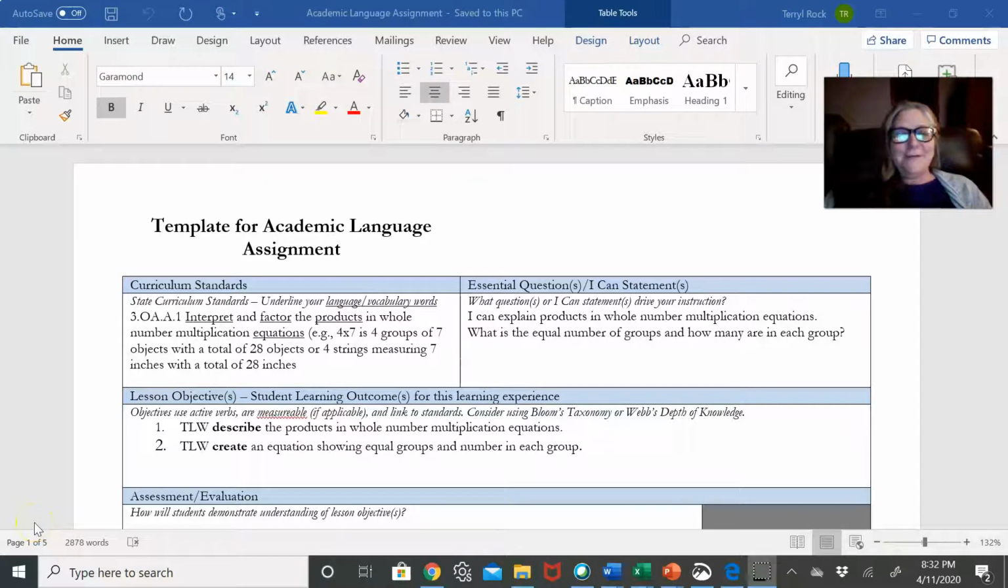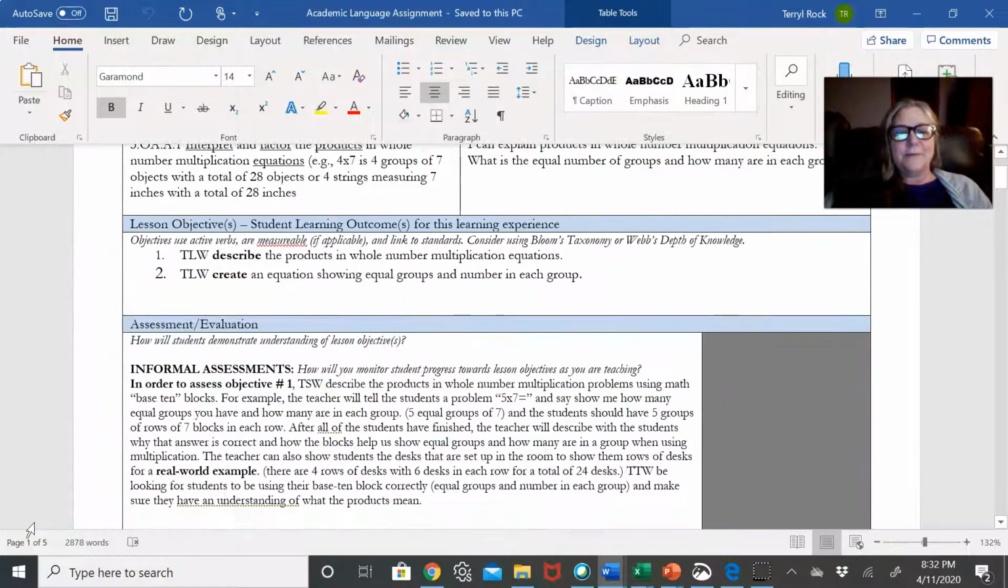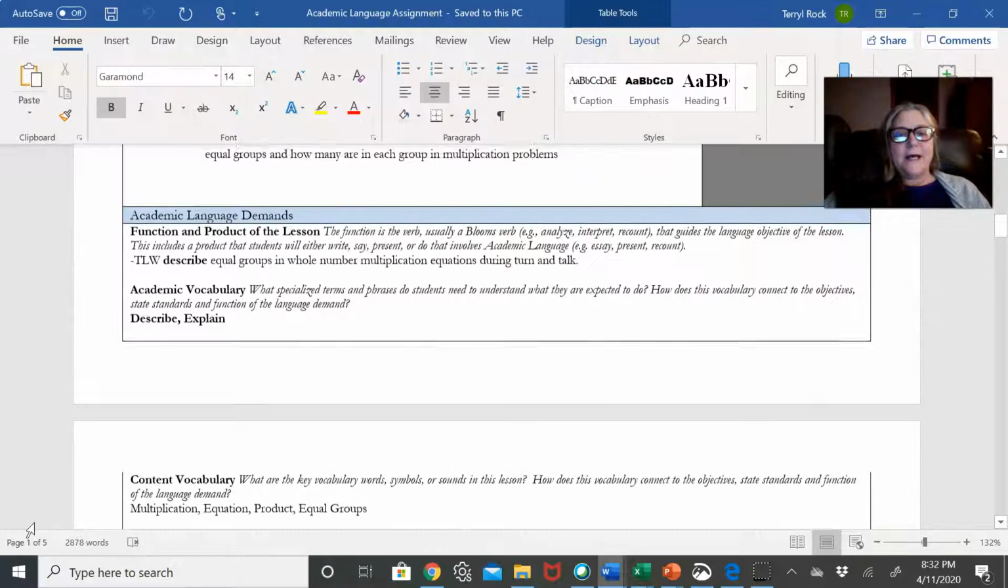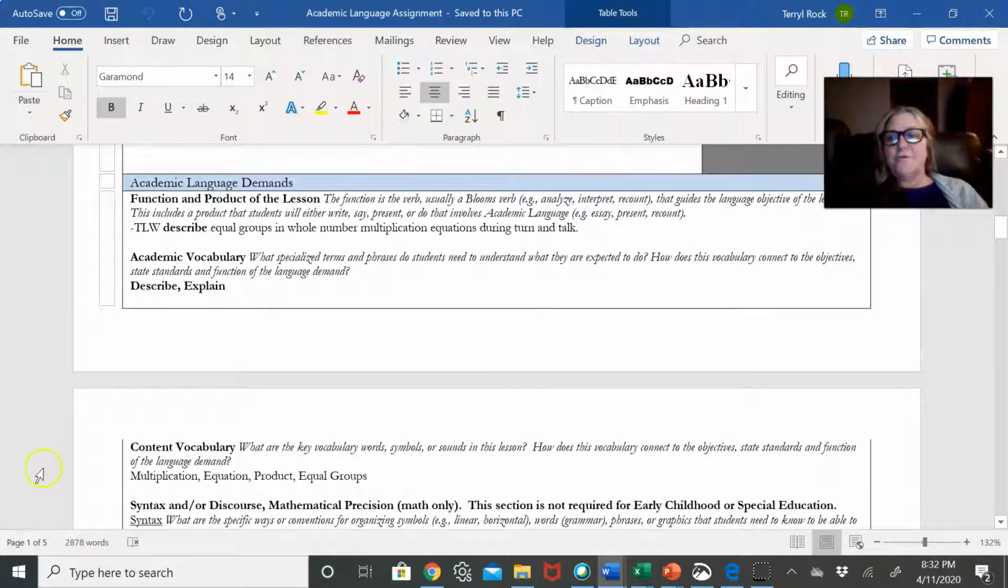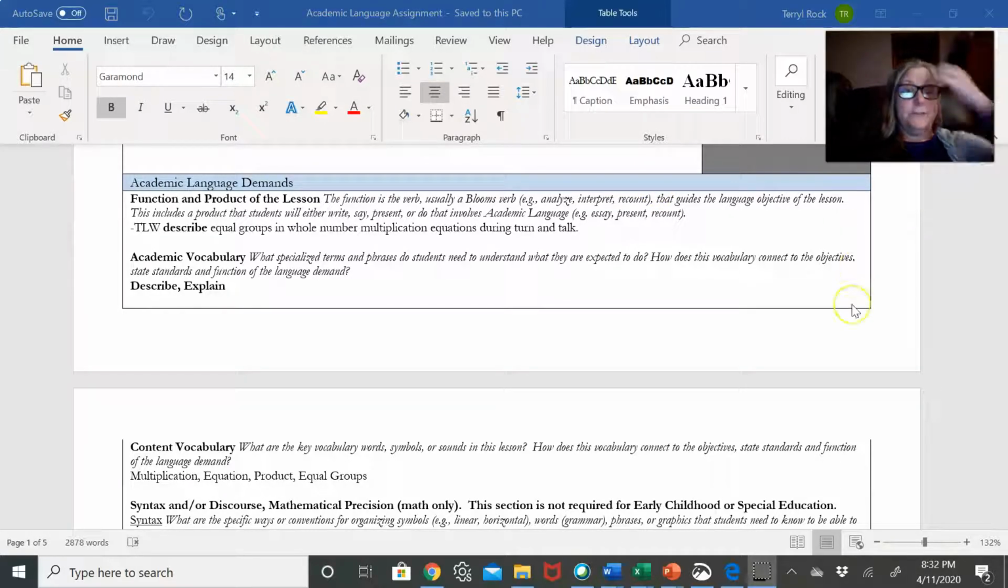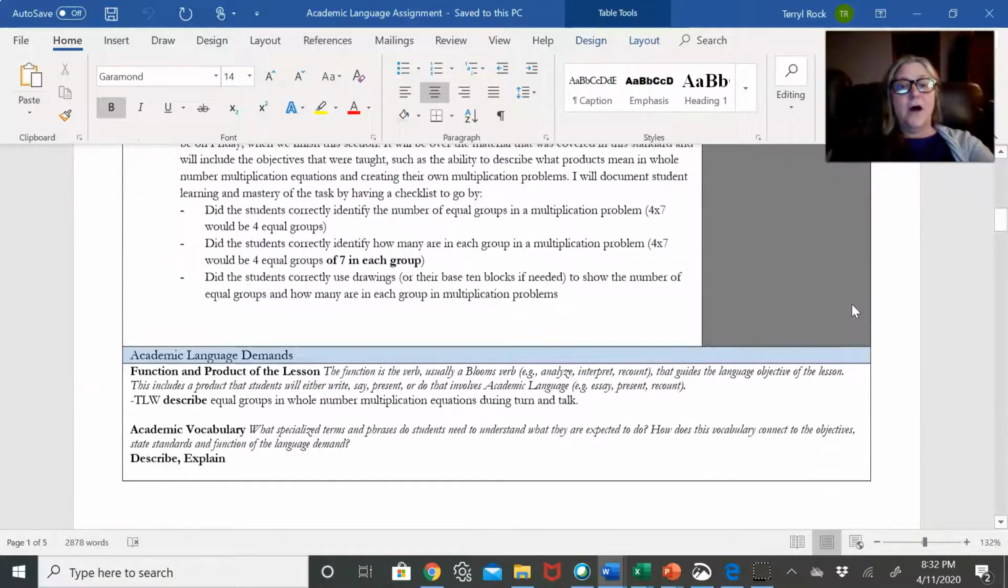So, good evening. I'm going to be going over an assignment that was really good, just as a way to reinforce what we've been doing with academic language. Some of you are still struggling a little bit. First of all, let's take a look.